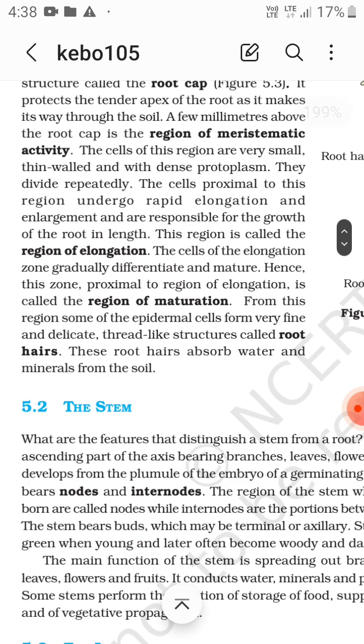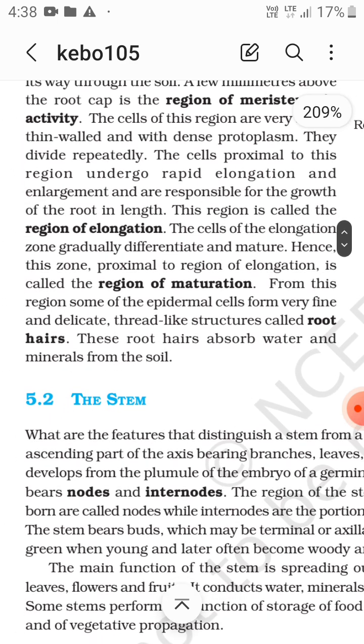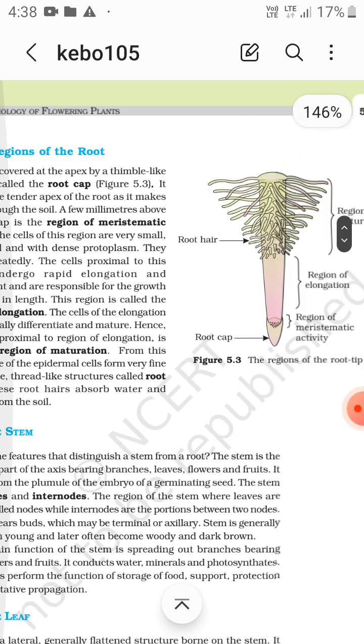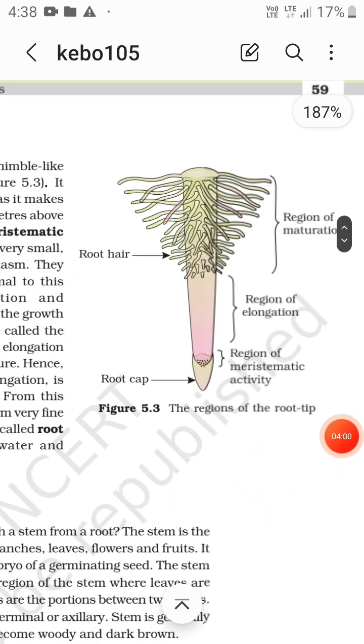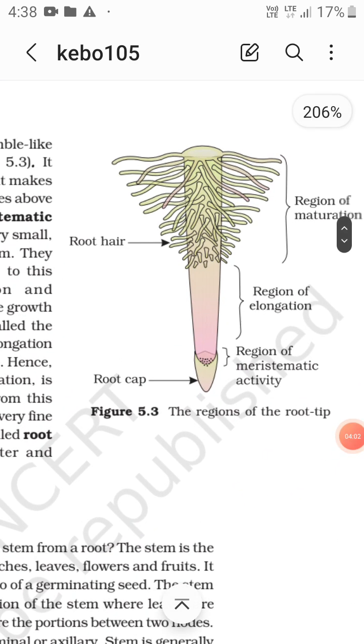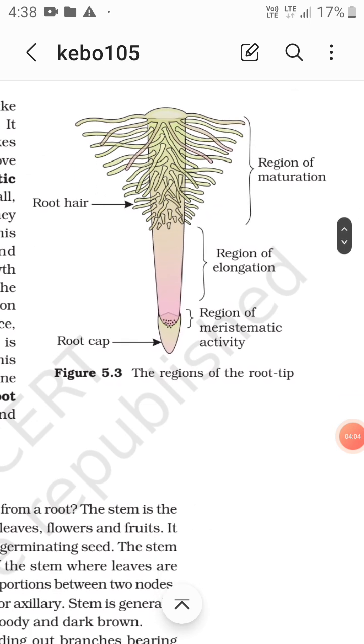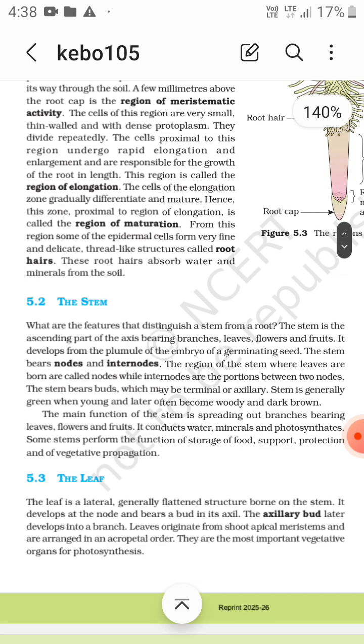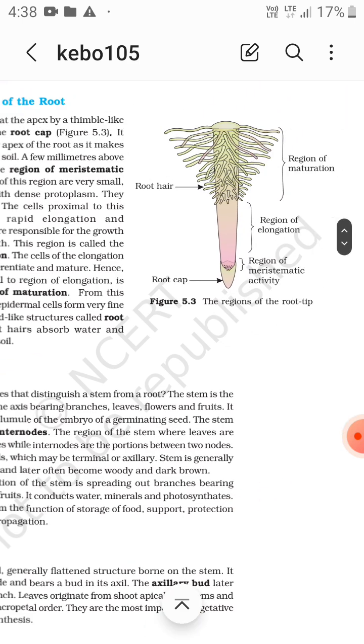From this region some of the epidermal cells form very fine and delicate thread-like structures called root hairs. These root hairs absorb water and minerals from the soil. So these are the root hairs, and this is the region of maturation, the region of elongation, the region of meristematic activity, and at the tip the root cap. These are the regions of the root tip.